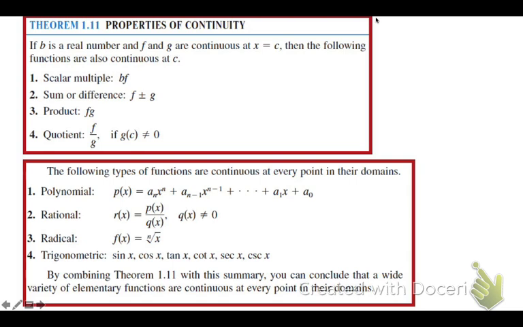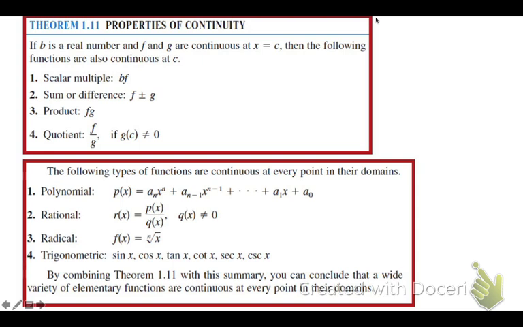Which kind of is one of those duh things, but we got to say it. What was it again? If the two functions were continuous over the interval, before you did the math, they will be continuous after you do the math. But we don't need to write like 1, 2, 3. No, I don't think you do. It's just multiply by scalar, add, subtract, multiply, divide. You know what those mean.